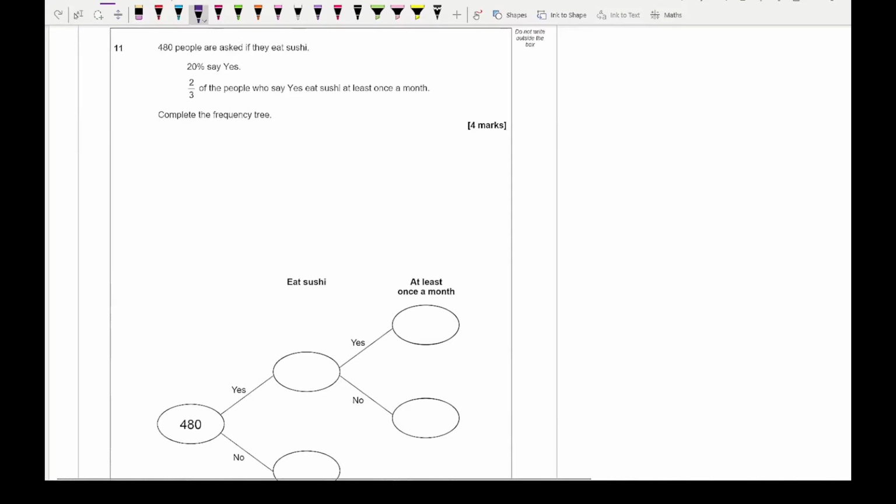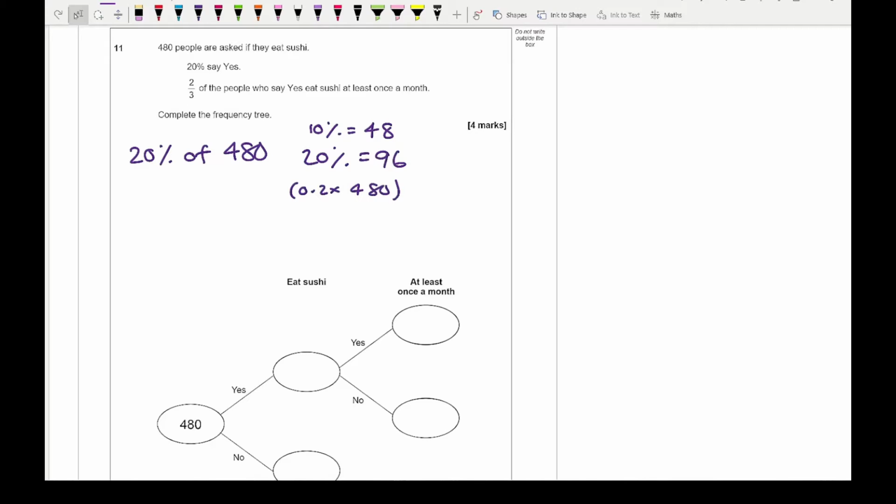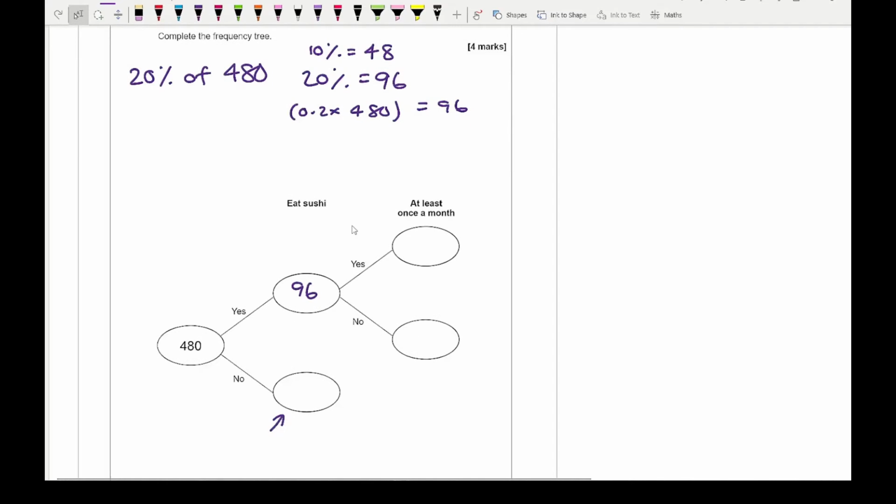So what we want to do is work out what 20% of 480 is. Now 10% is going to be 48. So therefore 20% is going to be 96. Alternatively, you could have just done 0.2 times 480 on the calculator, in which you would have got 96. So 96 say yes. So then to work out no, all I need to do for this one is just do 480 minus 96, and that gives me an answer of 384.